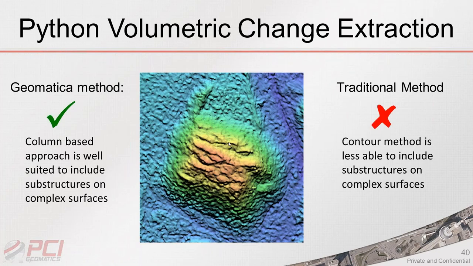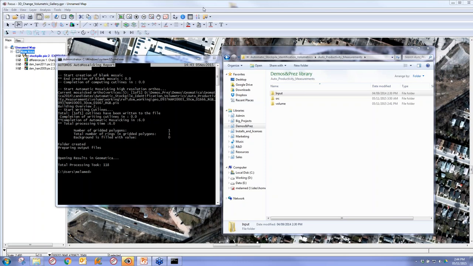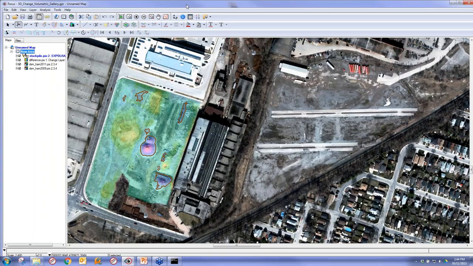Another example of where the column-based approach will provide superior results compared to the contour-based is when you have complex substructures on the top, so it becomes a more irregular surface. These substructures are more challenging for contour-based approaches to measure accurately, not impossible, but more challenging, as compared to column-based approaches.